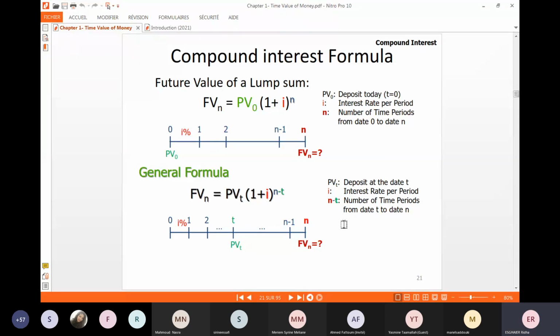With default, use the compound interest. If I demand to use the simple interest, I will say it. I will mention it. Using the simple interest, compute the future value. But if I say the interest rate is 7%, I suppose that the interest rate by default is a compound interest. Okay?